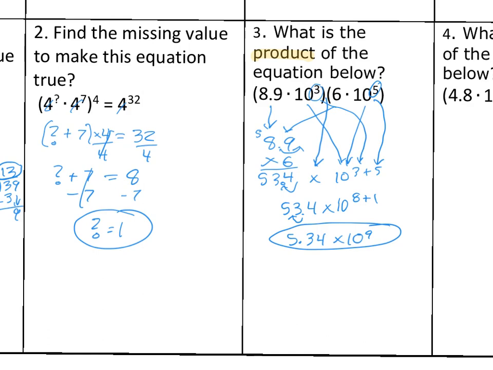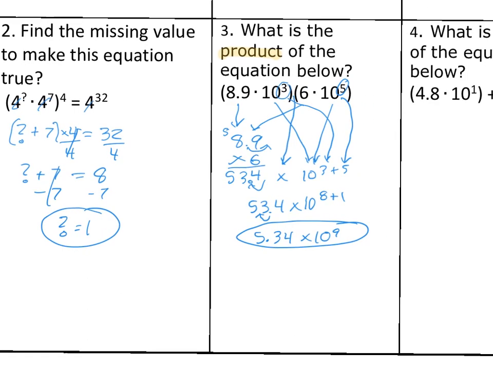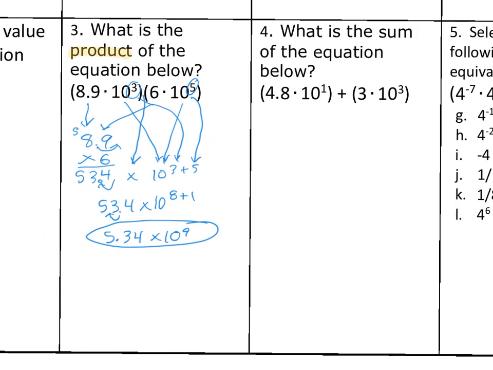All right, number 4. What is the sum of the equation below? Now, notice how you can tell the difference between number 3 and number 4. The sum, it'd be better with the highlighter. Good old highlighter. There we go. The sum means add. So that means we need to add.